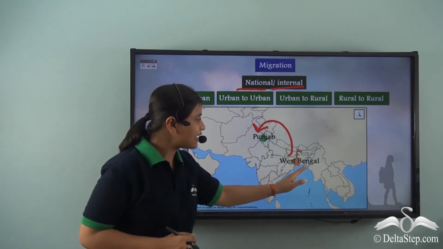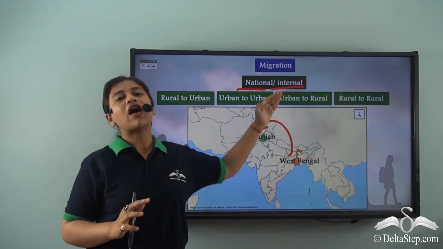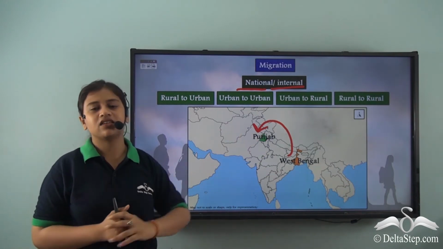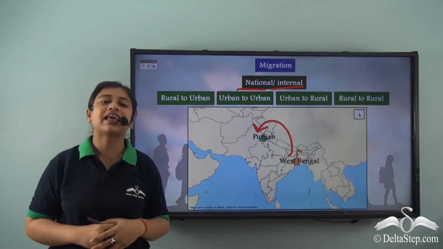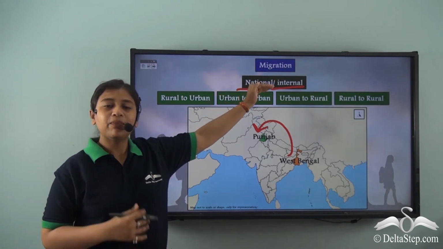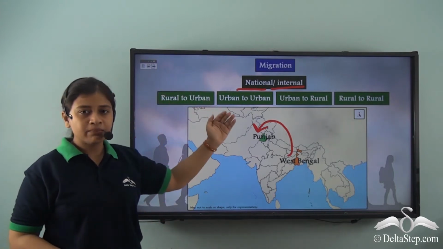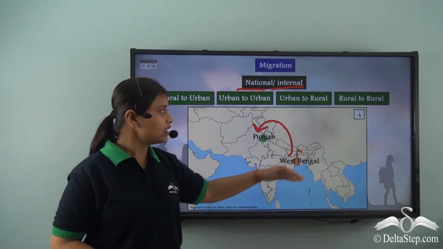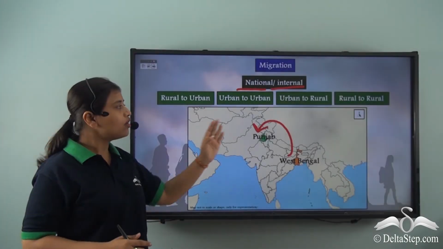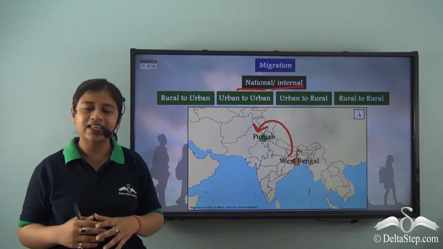So he has to migrate within two different states of the same country, and he does not have to move out of the country. So it's a national migration. The movement is national, right? So this type of migration can be categorized as national or internal migration. And again, this type of migration has four subdivisions, namely rural to urban migration, urban to urban migration, then we have urban to rural, and finally we have rural to rural. Well, all of these are very interesting in their own, and we'll be learning about each of them in detail as we proceed.